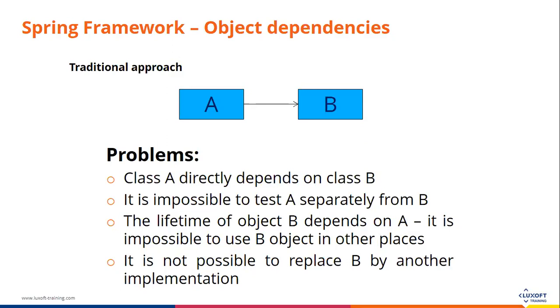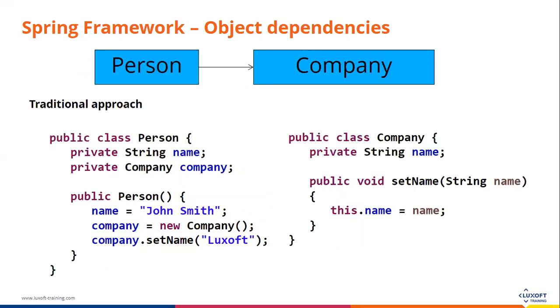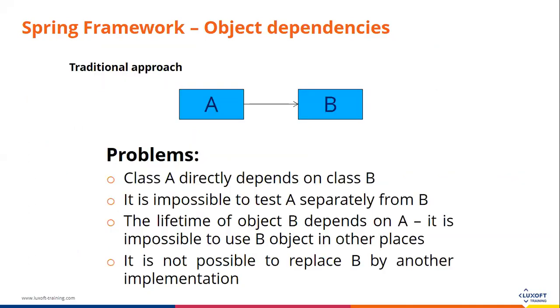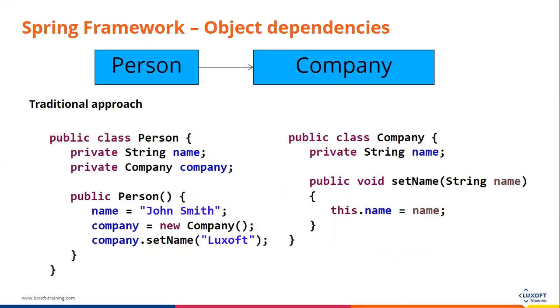The problems are that the two classes are directly dependent. Here named A or B, or here person and company, the classes are depending on each other. So they are tightly coupled. It is impossible to test A separately from class B. This means that when you would like to test this person class, you will always have to create a company and to make the dependency between these objects and these classes and to test them together.